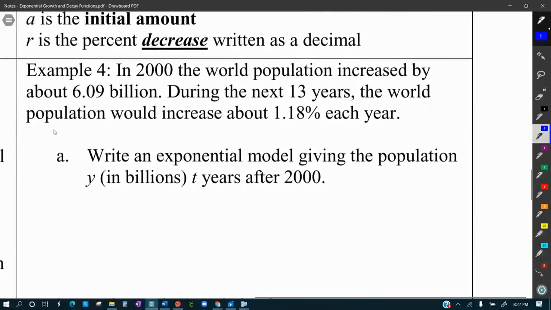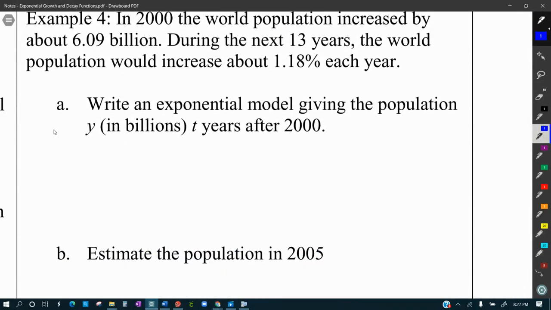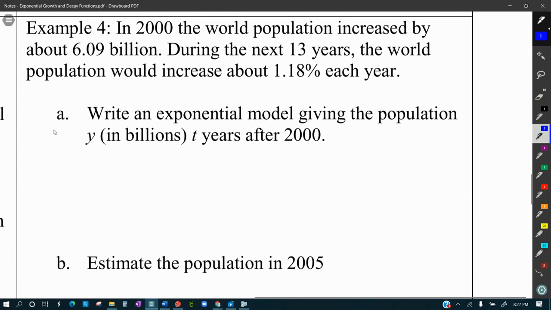Let's look at example 4. In 2000, the world population increased by about 6.09 billion. During the next 13 years, the world population would increase about 1.18% each year. So letter A is write an exponential model giving the population y in billions t years after 2000. So I have to come up with the equation myself this time.